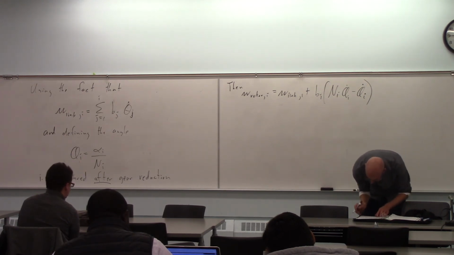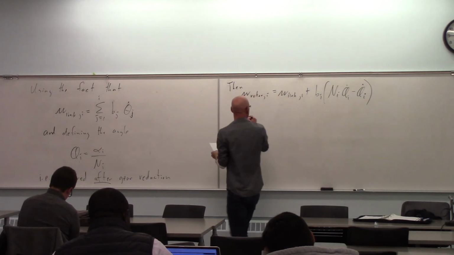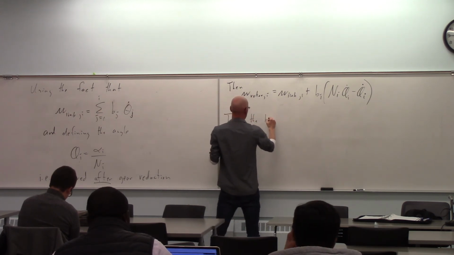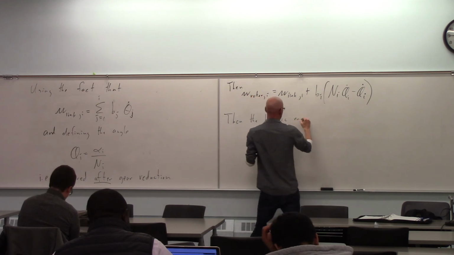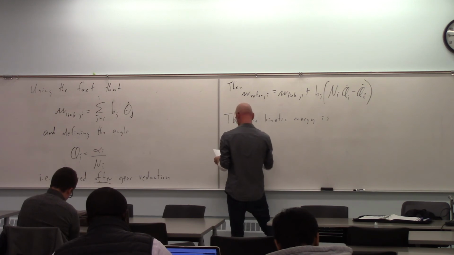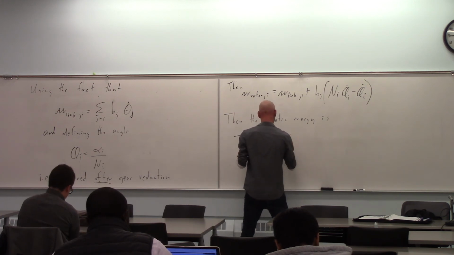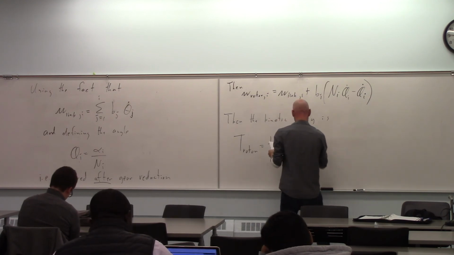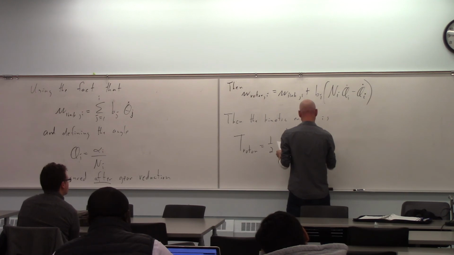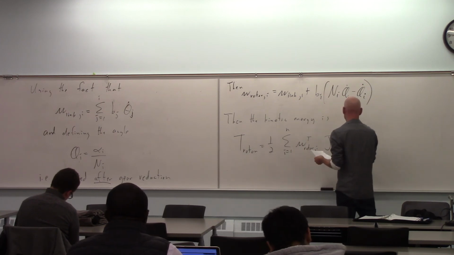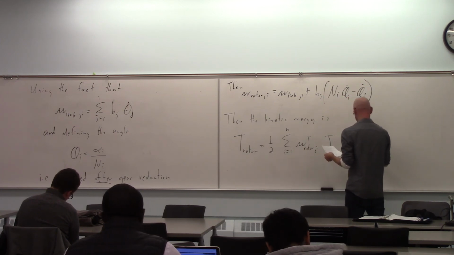Then the kinetic energy of the rotor equals 1/2 the sum from i equals 1 to n of omega rotor i transpose times this J sub i, this inertia, times omega rotor i.